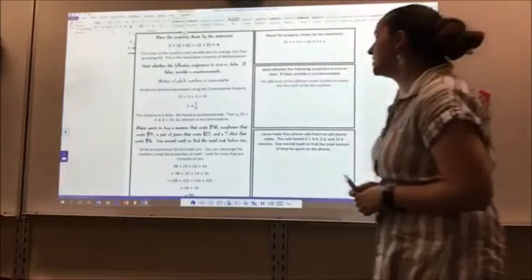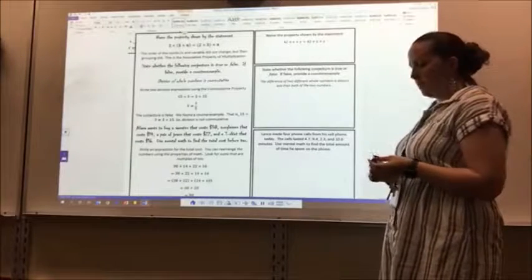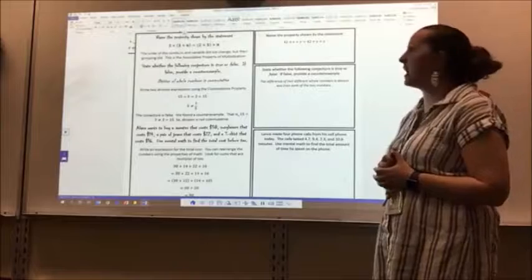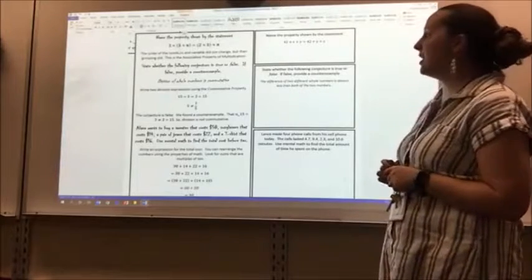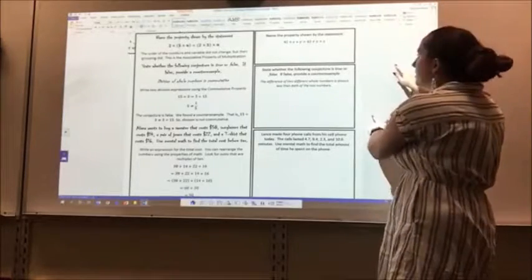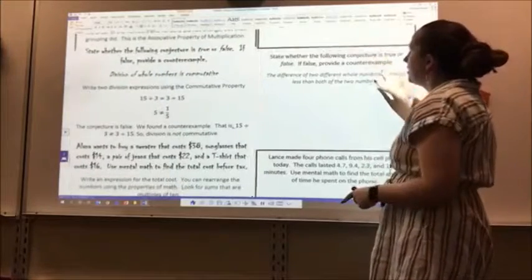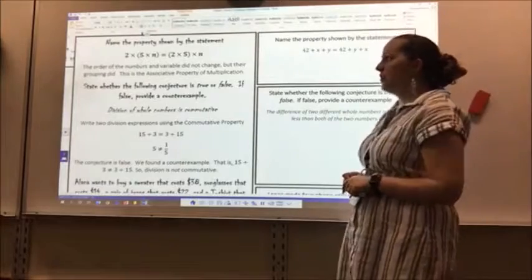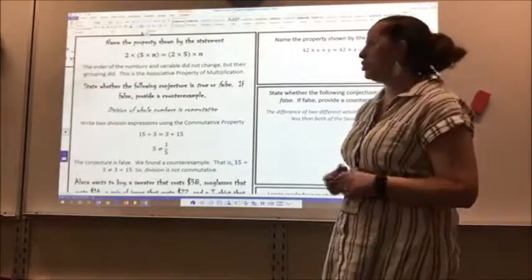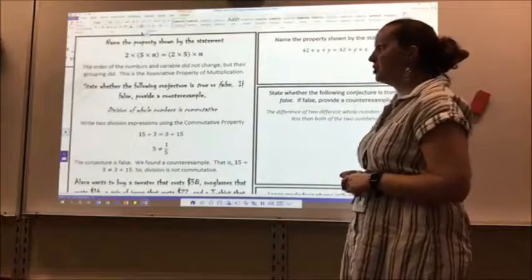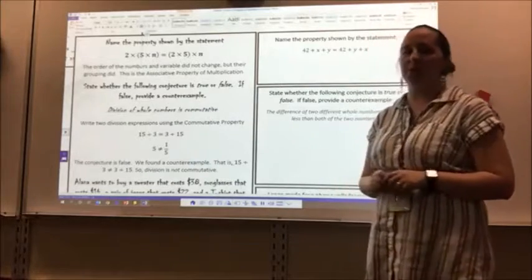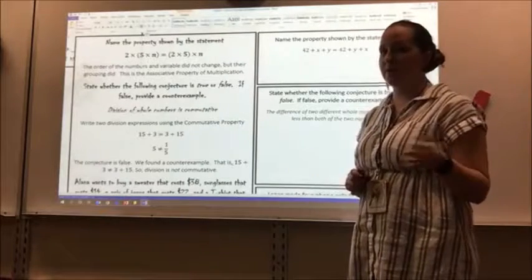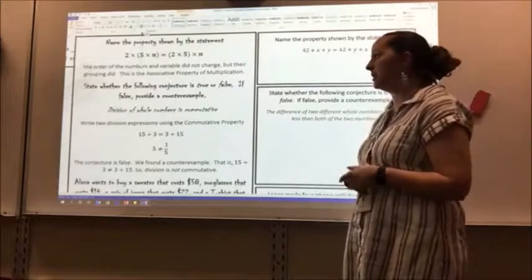Alright, so we have a couple of examples, so let's take a look at them. The first one is name the property shown by the statement 2 times the quantity 5 times n equals the quantity 2 times 5 times n. Okay, so the order of the numbers and variables doesn't change, but their grouping did. So this is the associative property of multiplication, and you can use the foldable that we learned about just previously, and it's on the previous page, to help you with these.